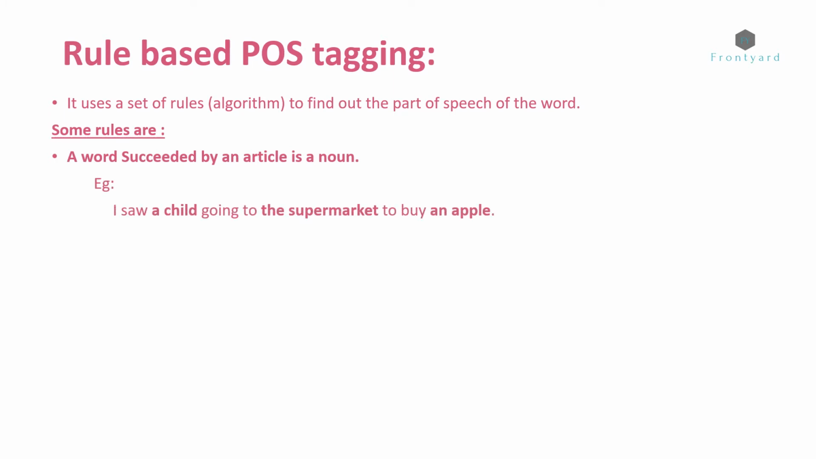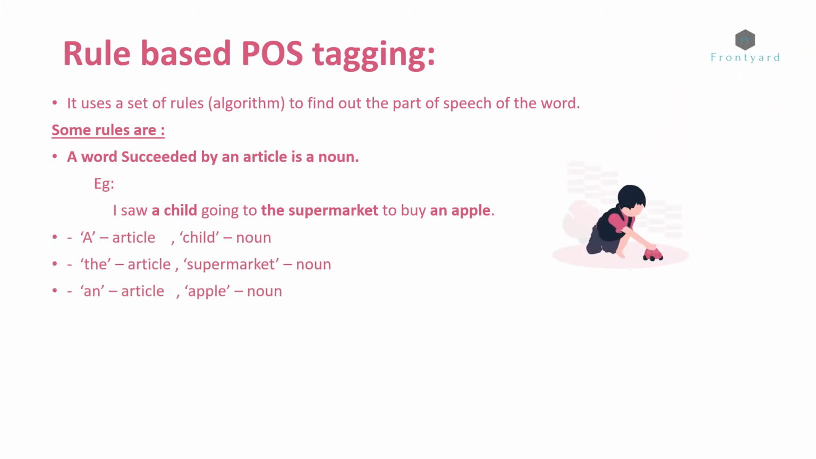Here is a text that says, I saw a child going to the supermarket to buy an apple. Here, find out the nouns. So the nouns are child, supermarket, apple. So all the nouns are preceded by an article. So in reverse we can say that if there is an article existing in the sentence, then the word succeeded by it is definitely a noun.